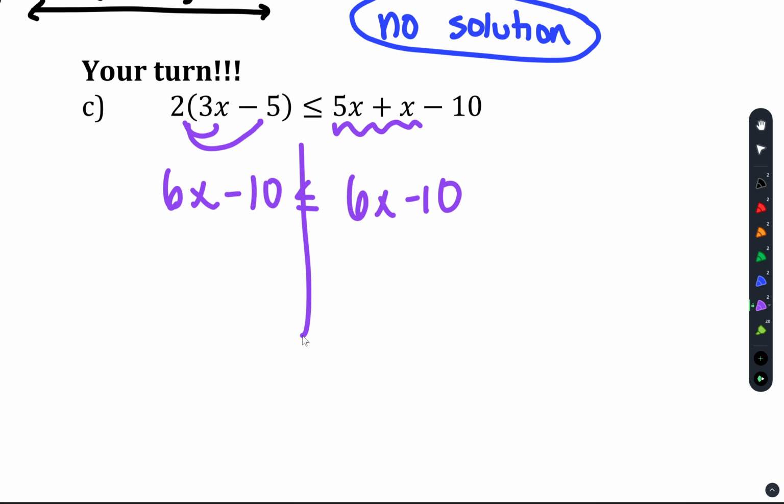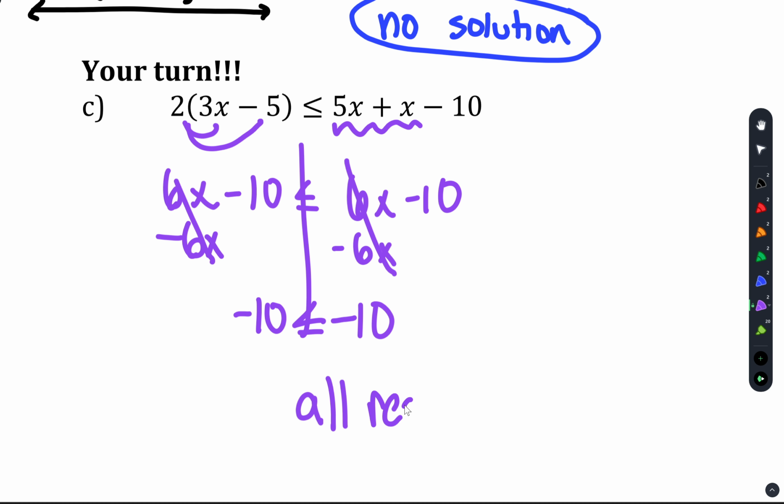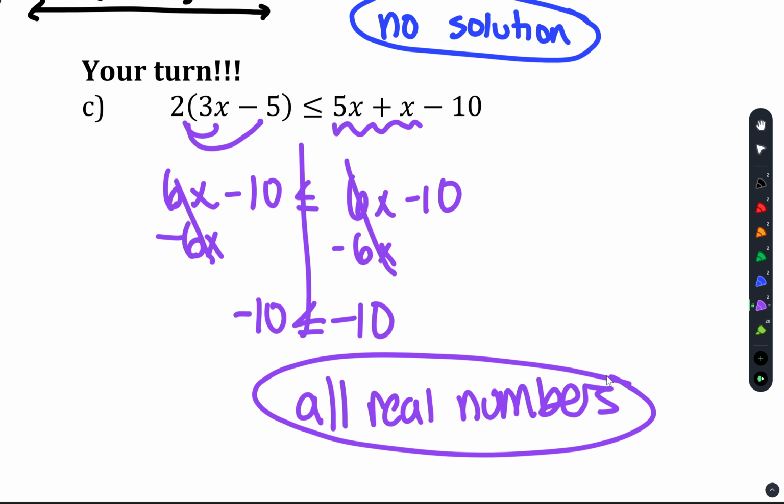I'm going to move my variables to the left side. I'm going to do that by subtracting 6x. Negative 10 is less than or equal to negative 10 is what I am left with. What is my answer? I have 2 options. No solution or all real numbers. Autumn? All real numbers. Negative 10 is less than or equal to negative 10 is a true statement. So my answer is all real numbers. Questions on that one?